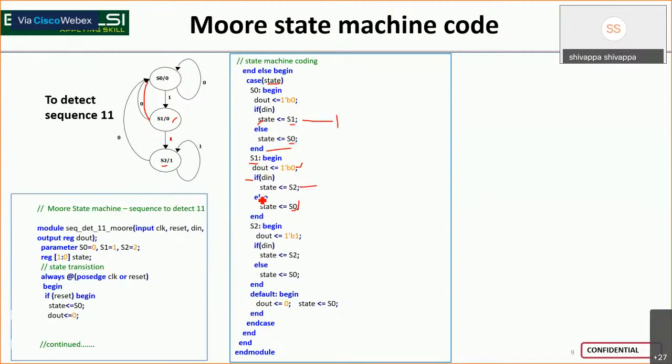So now this is in the second cycle. Further, depending on whether S2 or S1 is seen, the next state is decided. The output is 1 here. And if D in is 1, the state stays in S2. If it is 0, go back to the initial state. Of course, in the default, for any other cases, make D out 0 and keep it in the initial state.